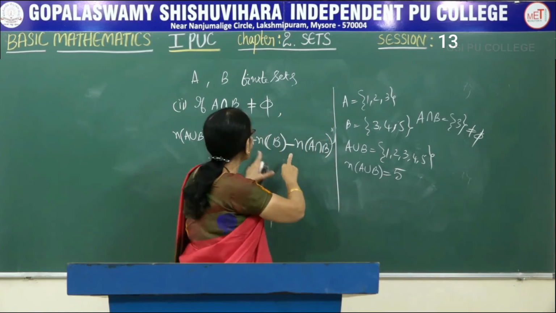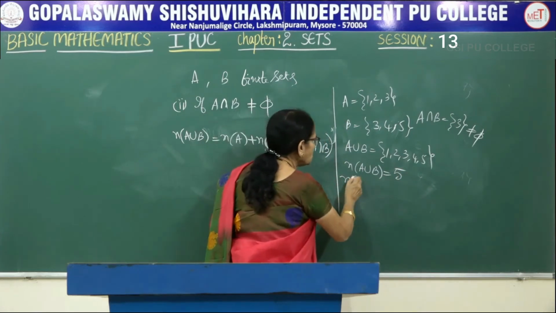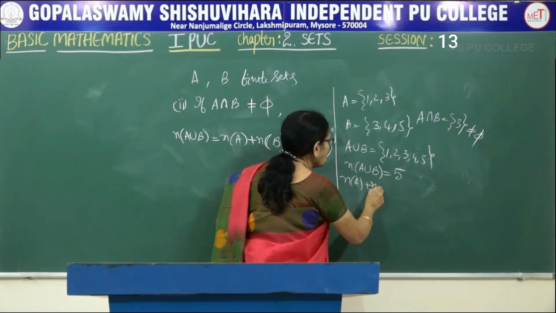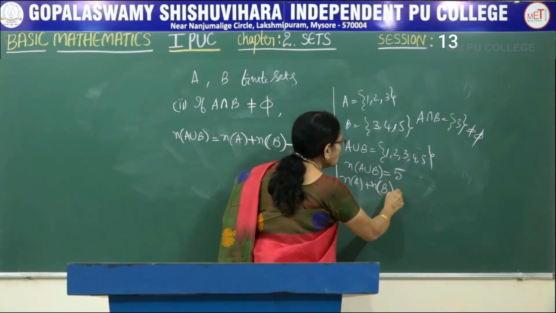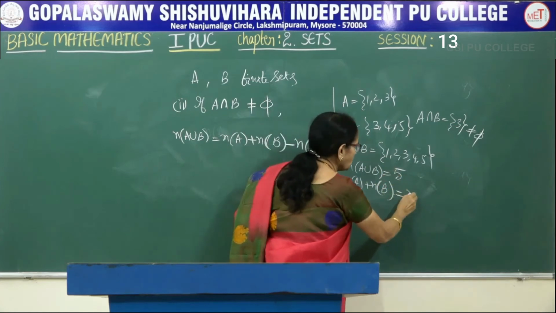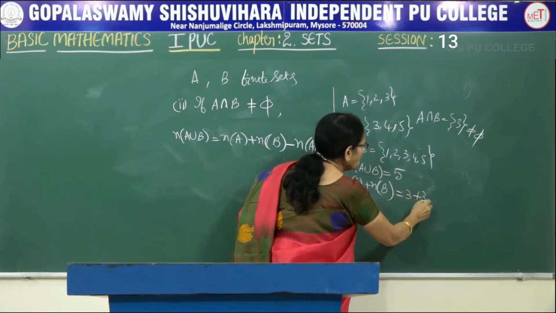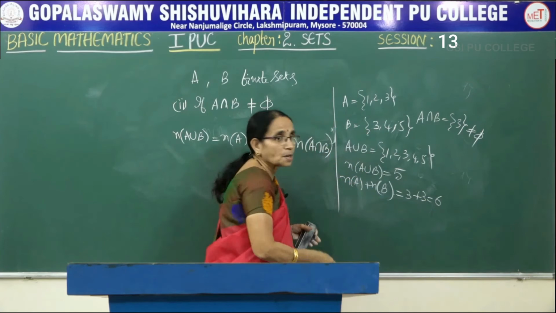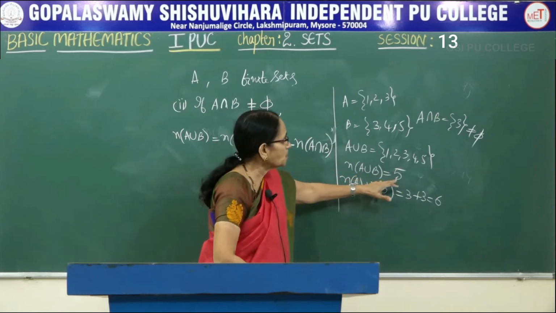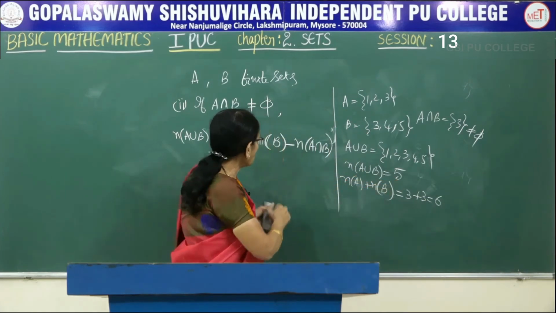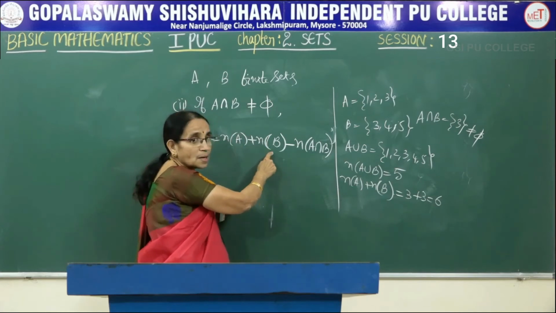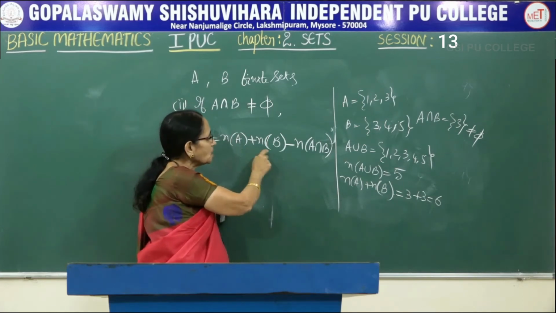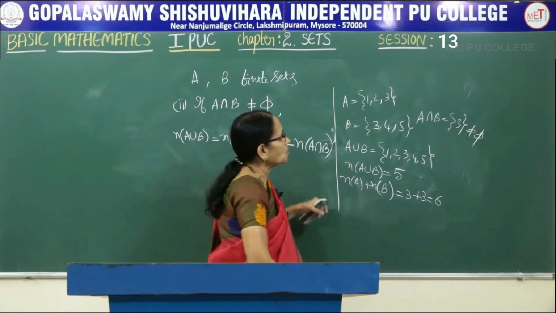Now, come to the individual sets. n(A) plus n(B). See, n(A) is 3. n(B) is 3, so it would be equal to 6. But what is n(A union B)? It is only 5. So, that is what we are doing here. We are adding the number of elements in the sets A and B and we are taking out the common elements.